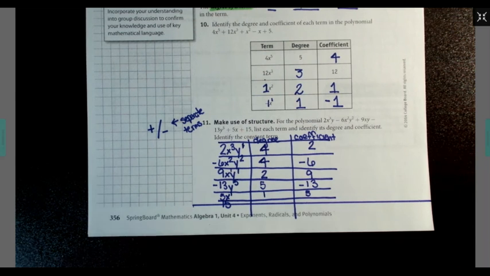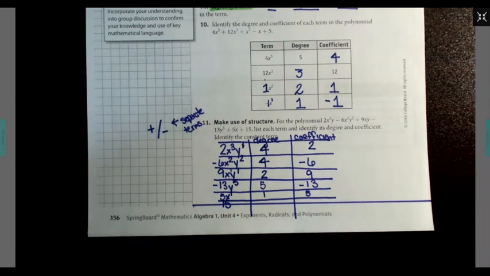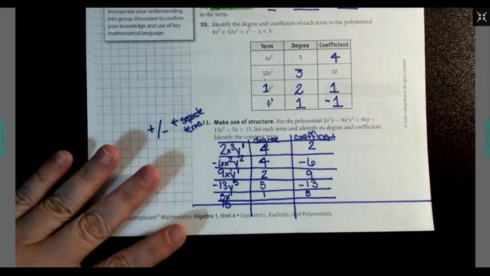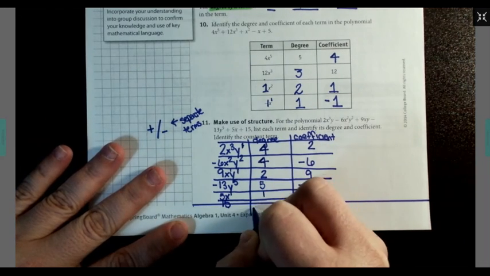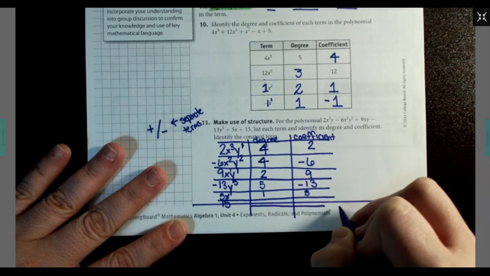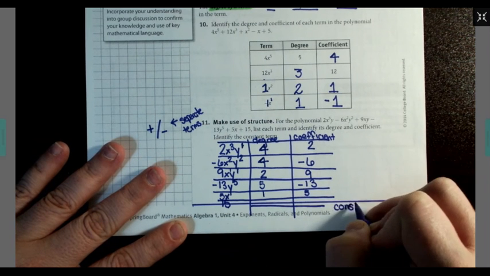15, notice it does not have any variables, and our constant term is always only a number. So 15 is my constant term.